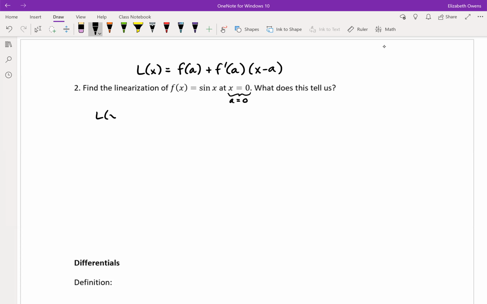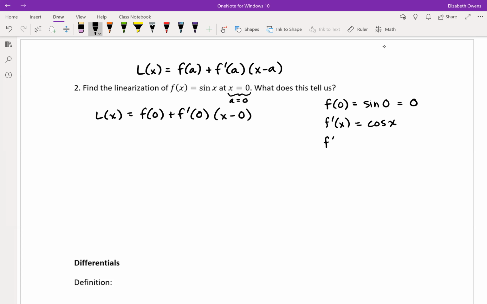So our linearization here, L of x is going to be f of 0 plus f prime of 0 times x minus 0. Okay. Now we'll find some values here that we're going to need. F of 0 is the sine of 0, which is 0. Lots of zeros here. Our derivative of sine is cosine. And so f prime of 0 is cosine of 0, which is 1. Okay, so we'll go put those in.